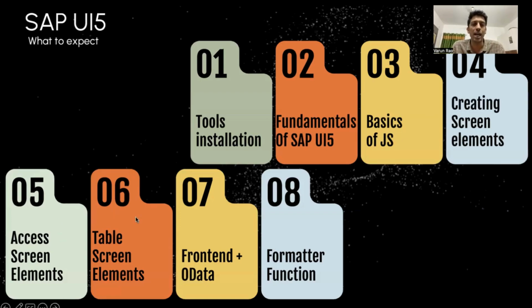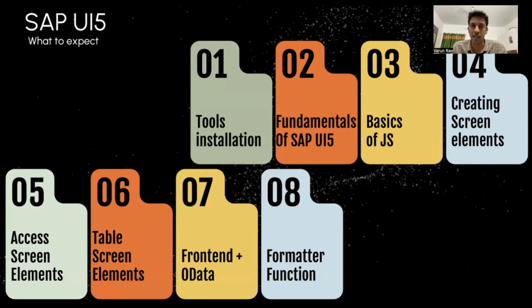Then we would be looking at how to work on the elements related to a table, right? Because a table has too many functions, and a table is pretty often used in the SAP UI5 world. Then we have front end plus OData. When I say front end plus OData, we would be looking at the basics of OData here, and then we would be looking at a formatter function.